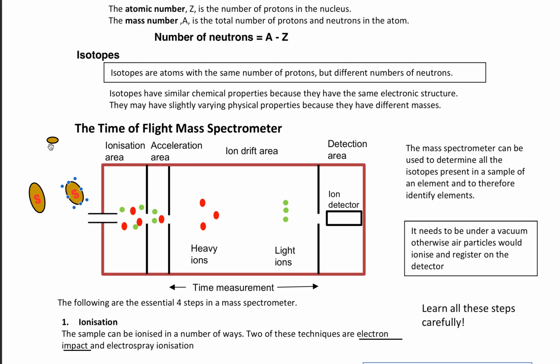So during the electrospray ionization, your sample is ionized by first being dissolved in a solvent. Your vaporized sample is first dissolved in a solvent.